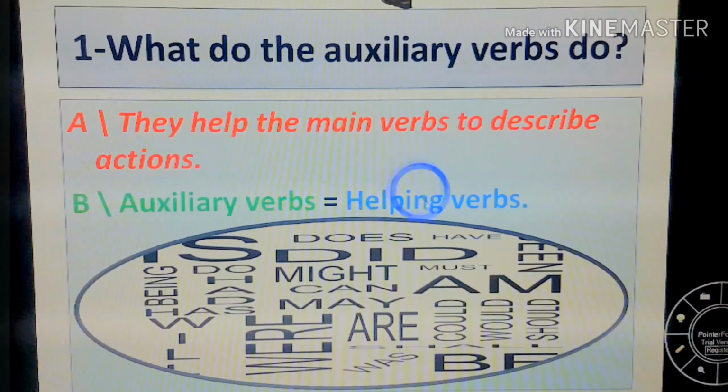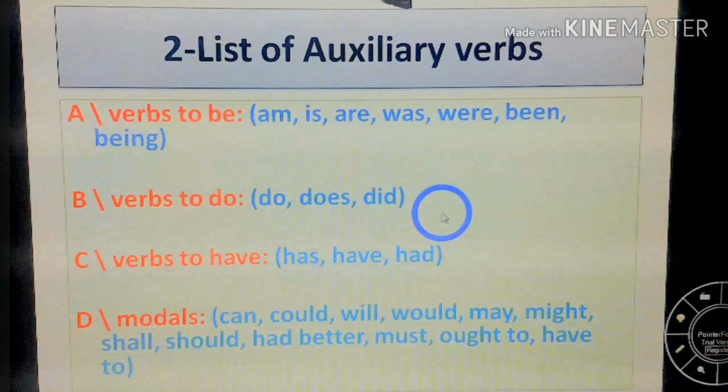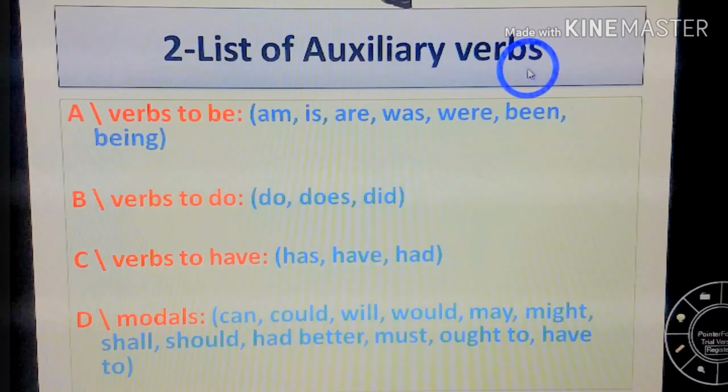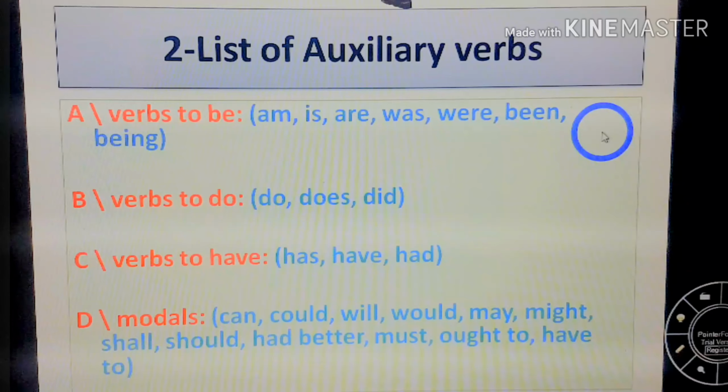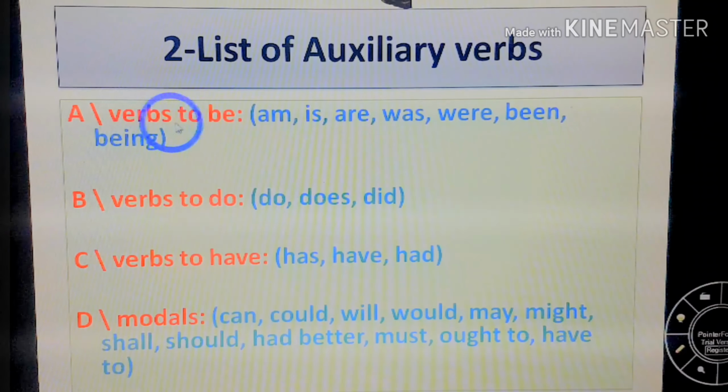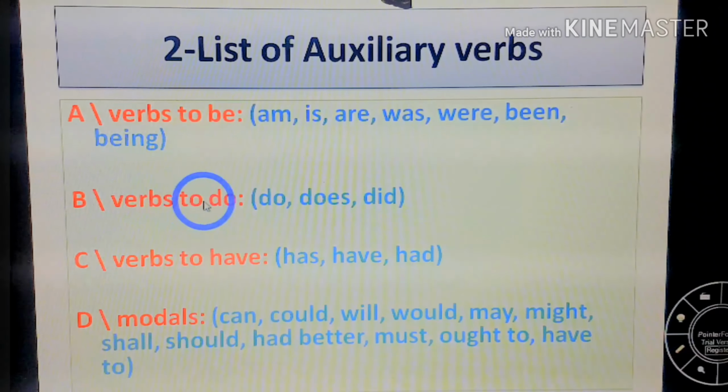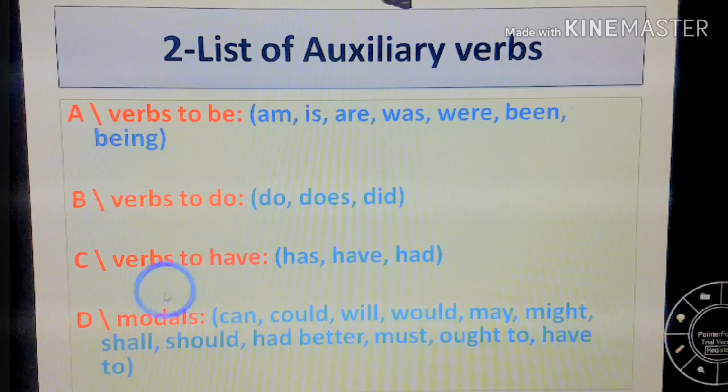Okay, now let's get to know the auxiliary verbs. These are the list of auxiliary verbs. We need to know the list of the auxiliary verbs. What are the auxiliary verbs? We always hear about the auxiliary verbs, the helping verbs. What are they? The auxiliary verbs consist of four types: verbs to be, verbs to do, verbs to have, modals.